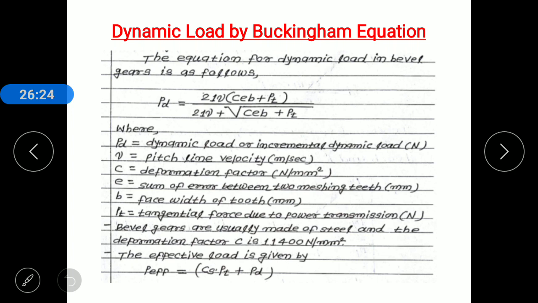Bevel gears are usually made of steel, and the deformation factor C is 11,400 Newton per mm square. Now the effective load is obtained in the final stages of gear design when we use the Spott equation or Buckingham equation to determine the value of dynamic load. In that case, the effective load is found by the relation shown on the screen: effective load is equal to service factor into tangential force plus dynamic load. P effective is equal to CS PT plus PD.